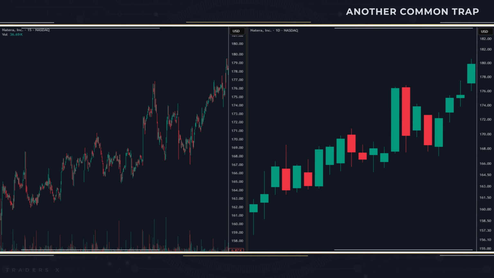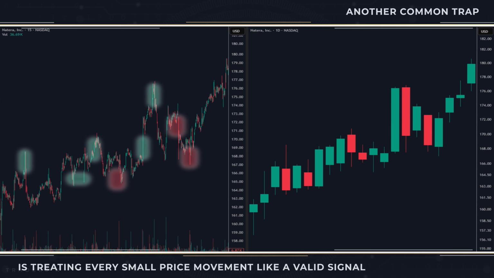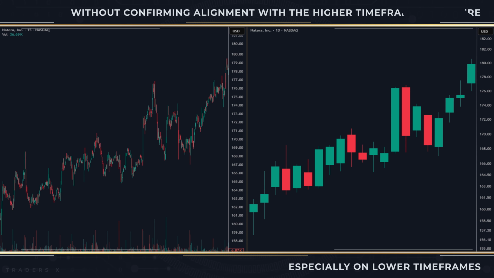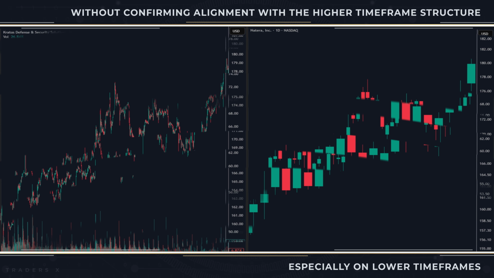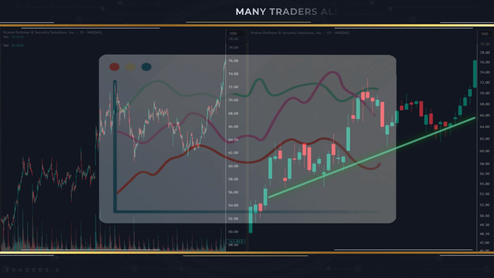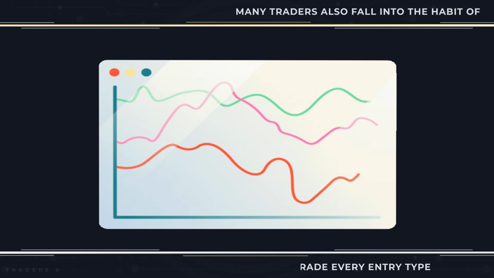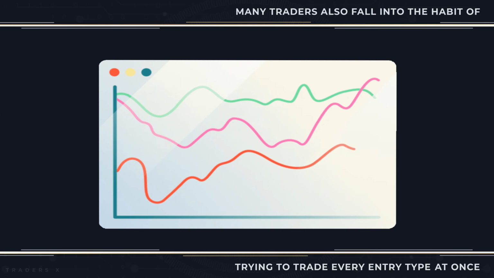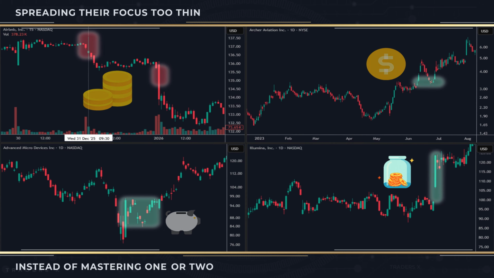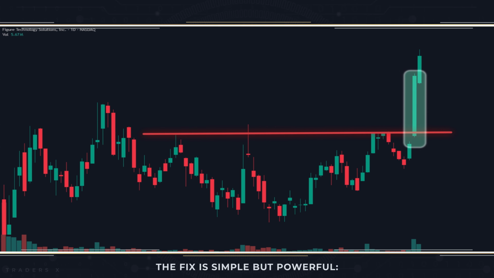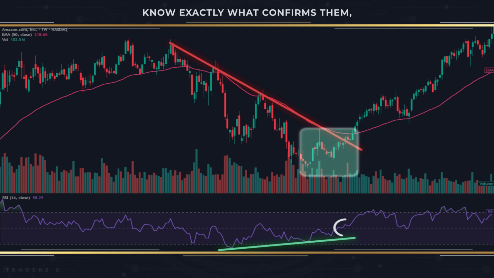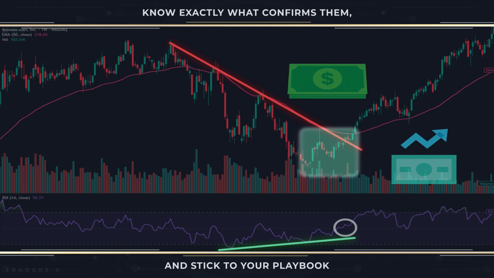Another common trap is treating every small price movement like a valid signal, especially on lower time frames, without confirming alignment with the higher time frame structure. This leads to overtrading and chasing noise. Many traders also fall into the habit of trying to trade every entry type at once, spreading their focus too thin instead of mastering one or two. The fix is simple but powerful. Clearly define your preferred entry types, know exactly what confirms them, and stick to your playbook.